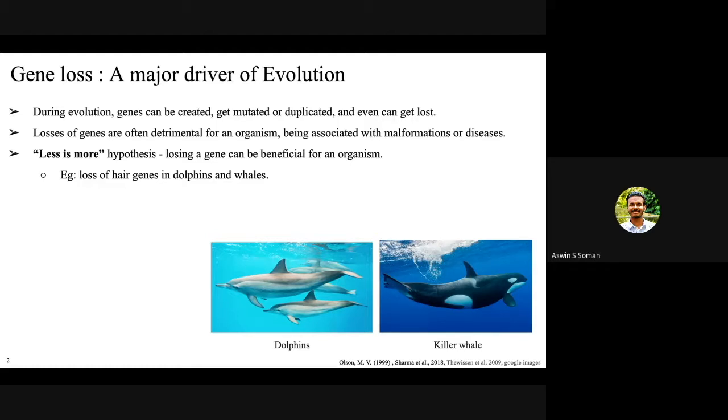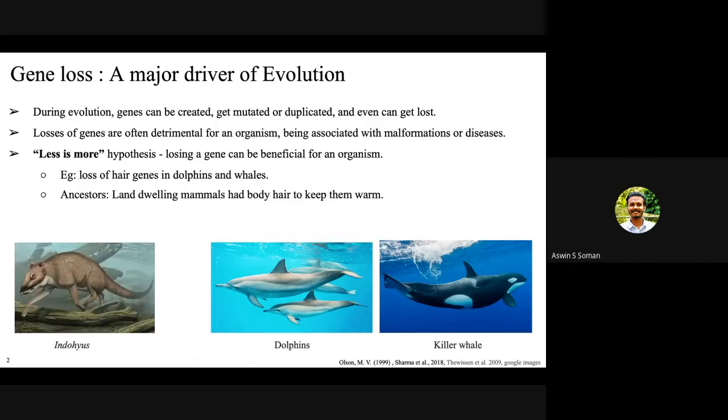As we know, dolphins and whales are mammals, and one of the main characteristics of mammals is their body hair. However, dolphins and whales lack body hair. Their ancestors were land dwelling mammals that had hair to keep them warm. However, when they transitioned from land to water, hair could no longer serve as an insulator, and its presence would actually slow swimming. Hence, lack of hair became an adaptation to aquatic life, making them more efficient swimmers.